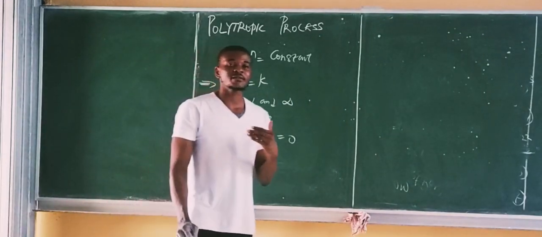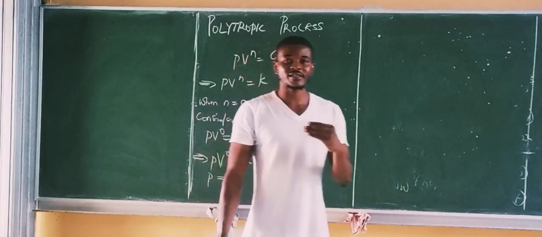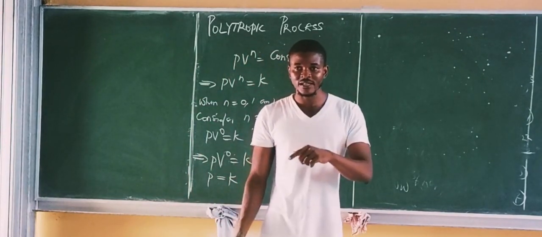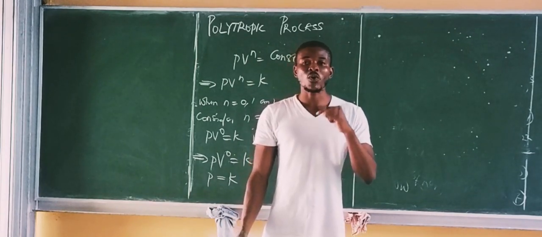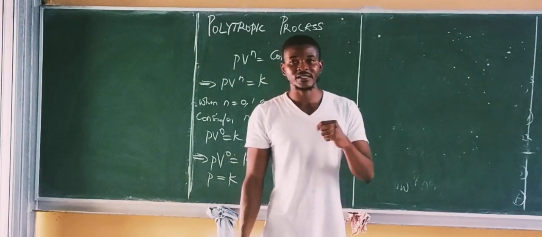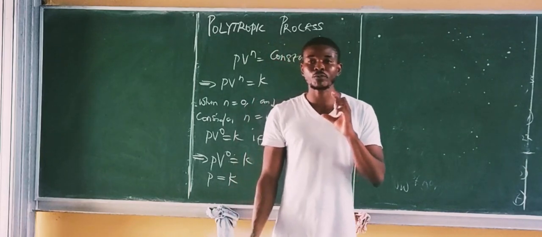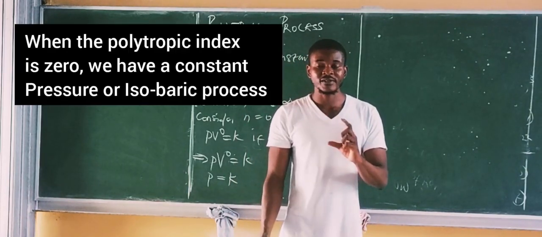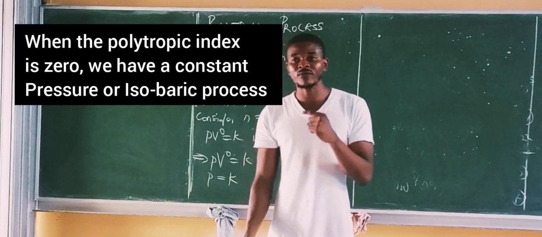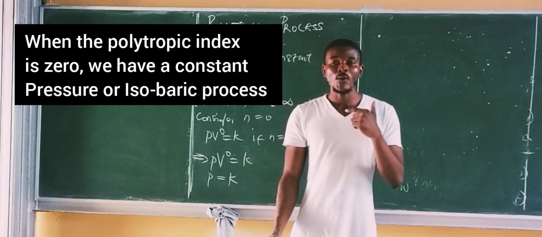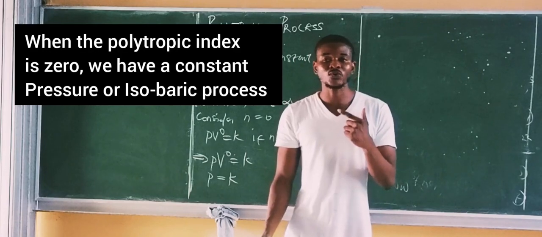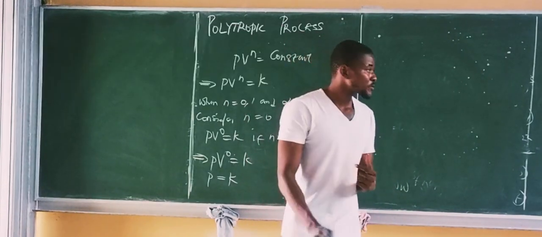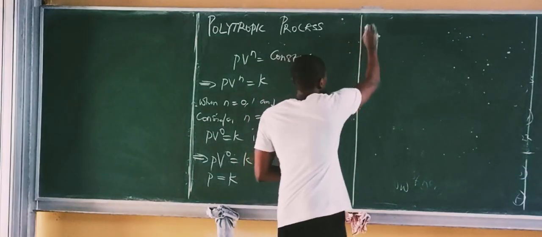So it means that when the polytropic index is 0, then pressure is constant. And that gives us what is called a constant pressure process, which can also be called an isobaric process. Hence, when the polytropic index of expansion or compression is 0, we have what is called an isobaric process or a constant pressure process.